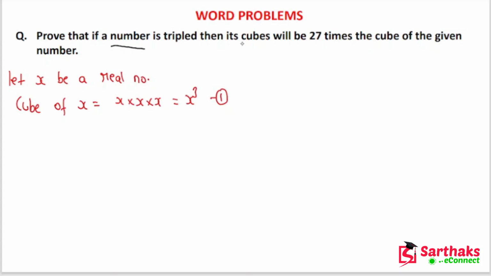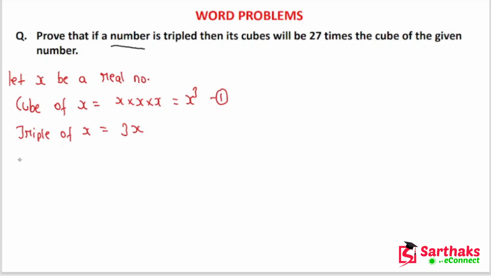Now it said if the number is tripled, so now we can write triple of x is actually 3x, right? So we have tripled the number. Now it is saying its cube, so we have to calculate the cube of this triple number. See, that is a very easy question. It simply says that if you take a number and you cube it, then if you triple the number and then you cube it, then the difference would be that the bigger number would be 27 times. So let us check it.